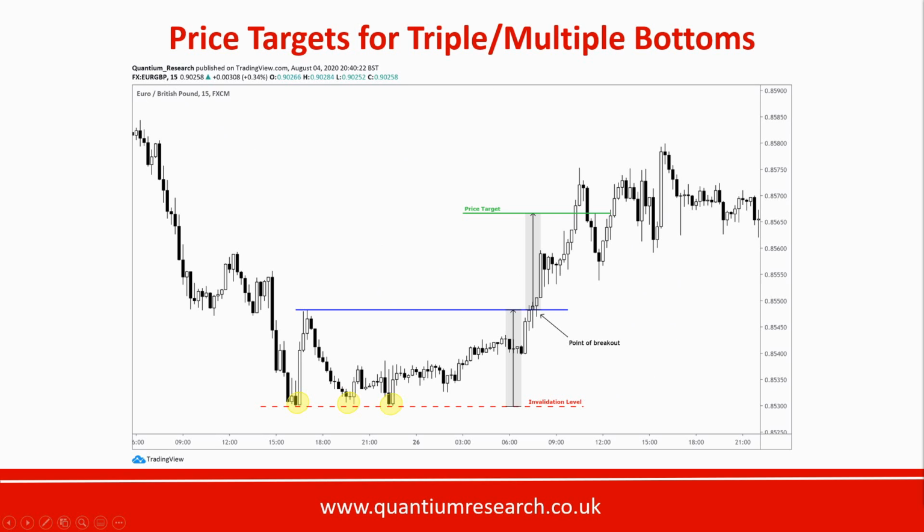And with all of these patterns, further targets could be derived by projecting something beyond the 1-to-1 target. So maybe you could use another multiple of the measured move from the breakout point, such as a 2-to-1 projection, which would be double this situation, or a 3-to-1 projection point. That's totally up to you.